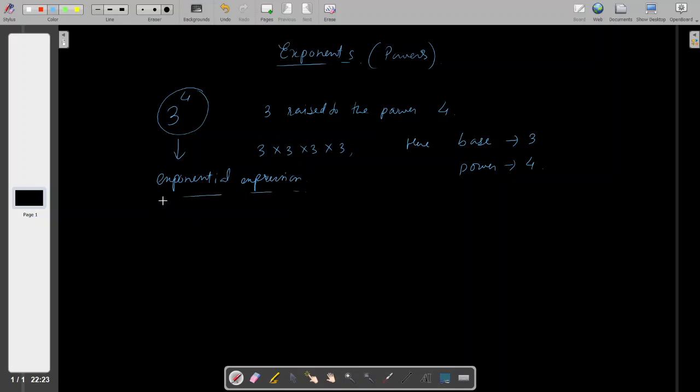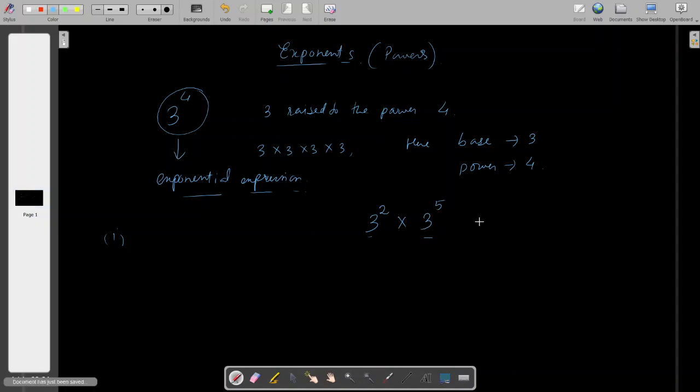The main thing is what happens when you get two exponents. Before the formula, let me take a numerical example. Suppose I take 3 to the power 2 into 3 to the power 5. Here you see both the bases are 3, but the powers are different. So what will you do?